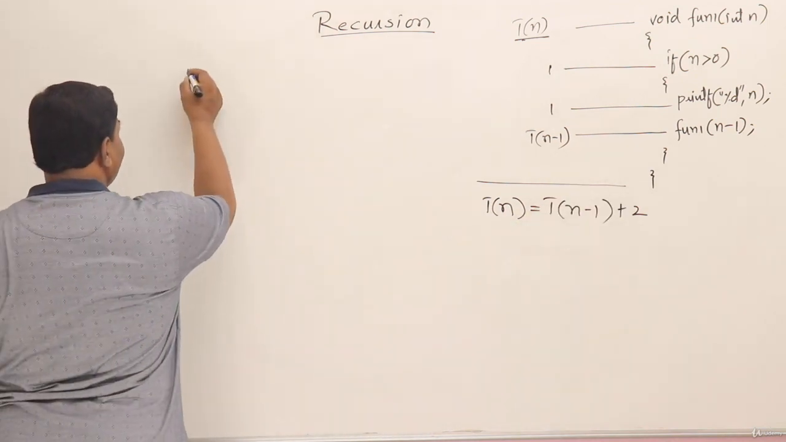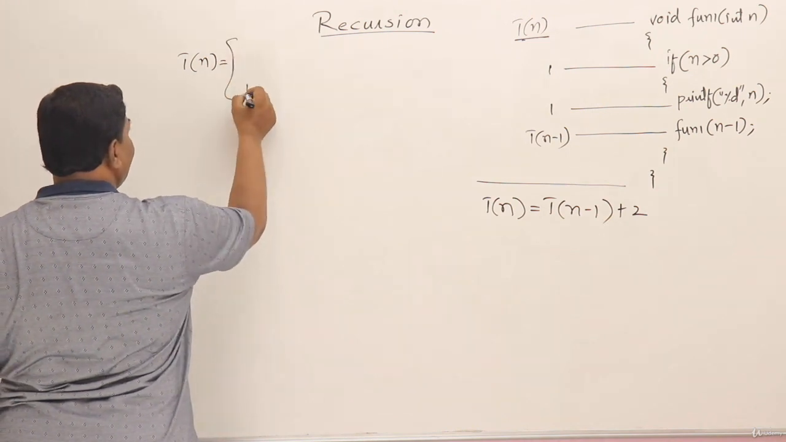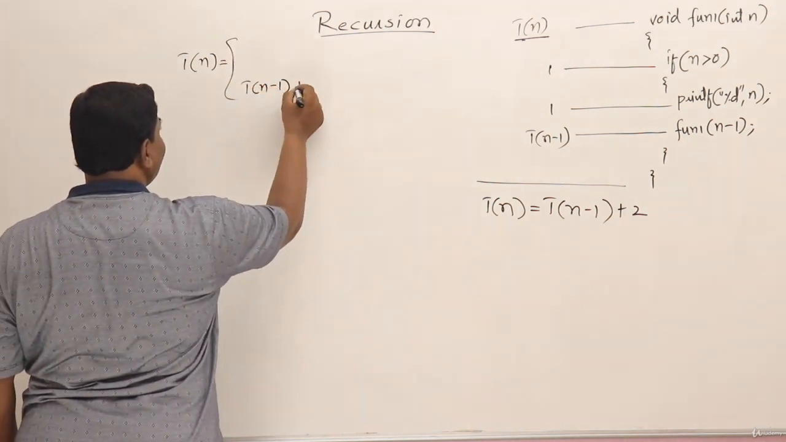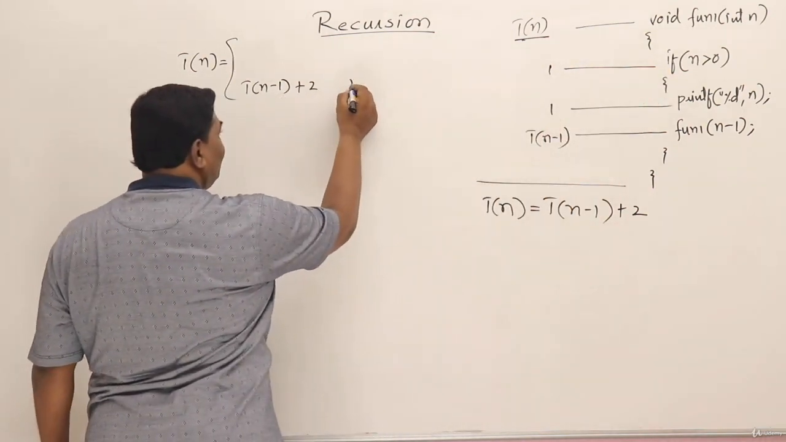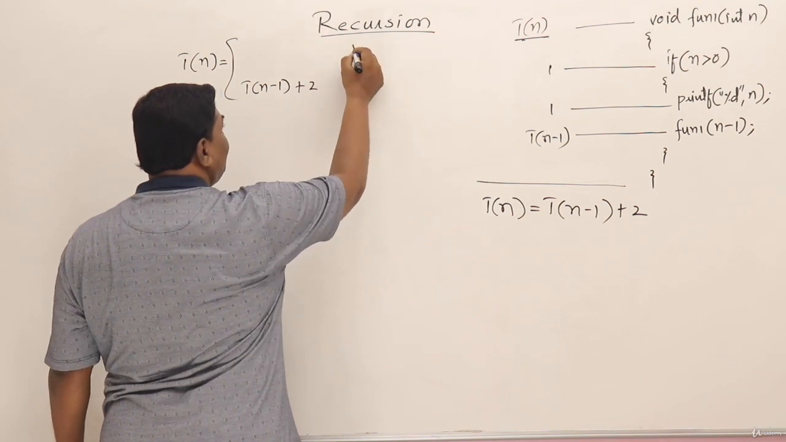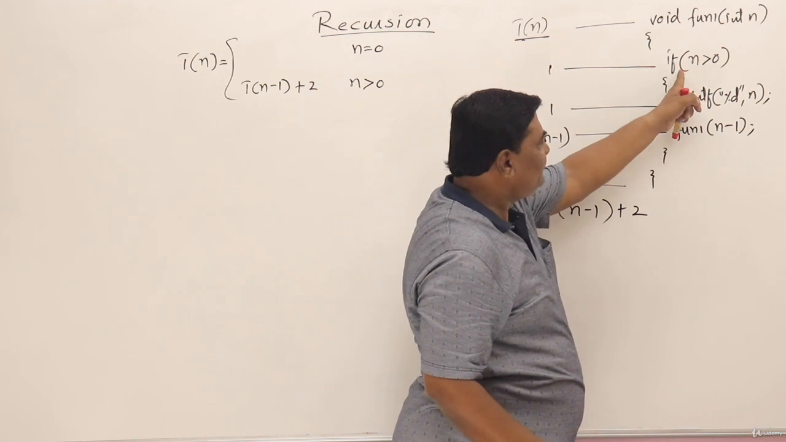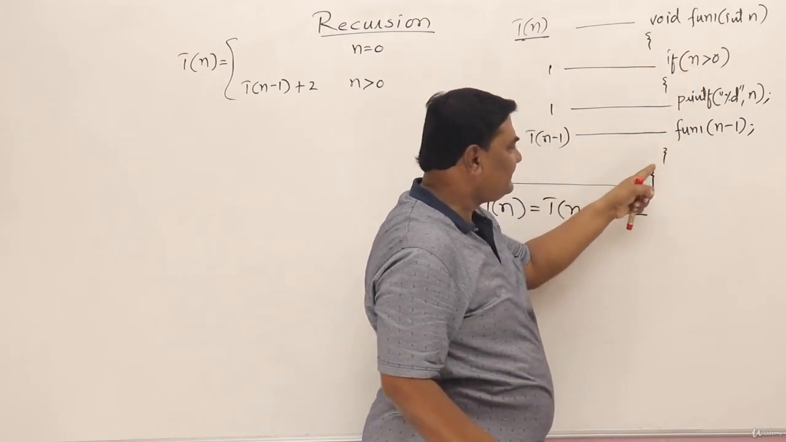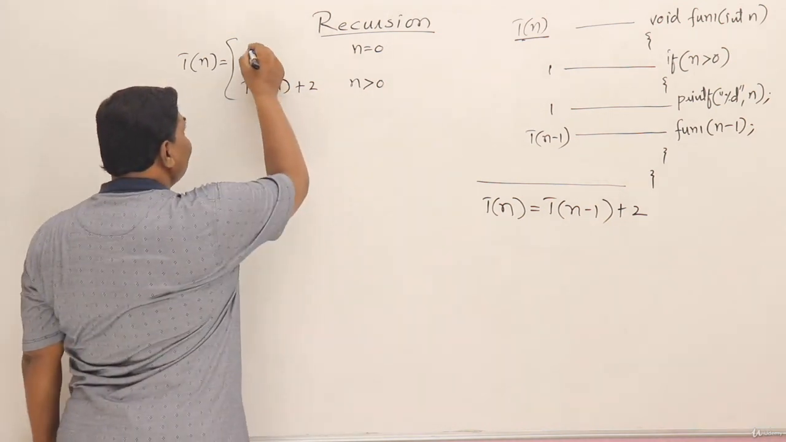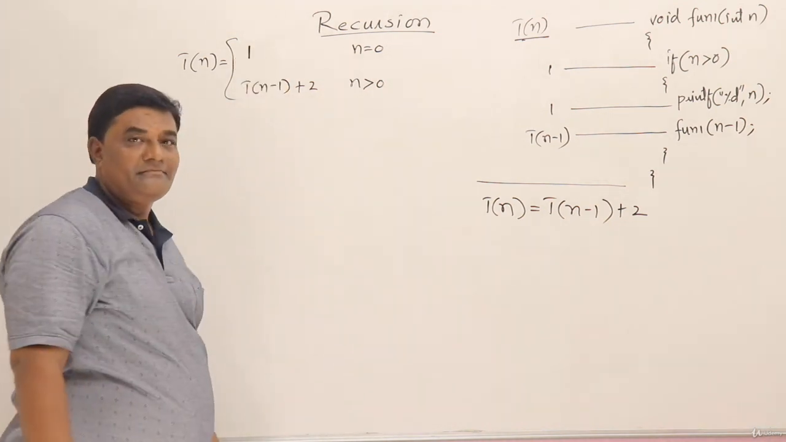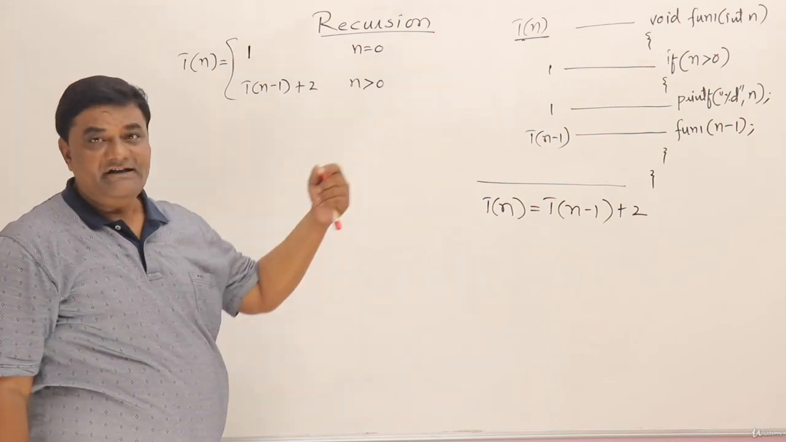So the recurrence relation is T(n) = T(n-1) + 2 when n is greater than 0. What happens when n is equal to 0? When n is equal to 0, it will just check the condition, it will not enter inside and it will come out. So just checking the condition, 1 unit of time. So it takes 1 unit of time. So this is the recurrence relation formed from that function.